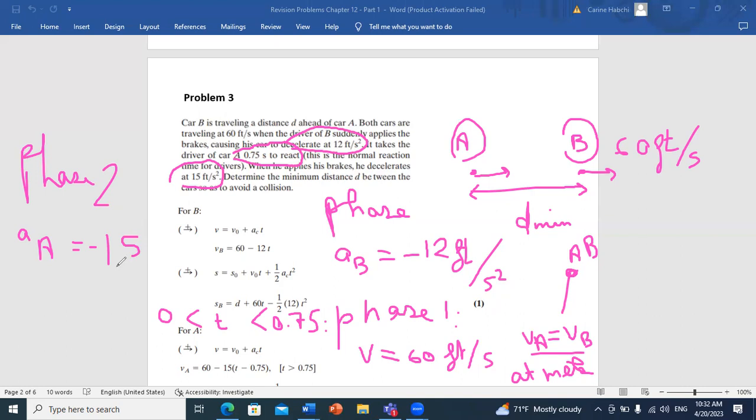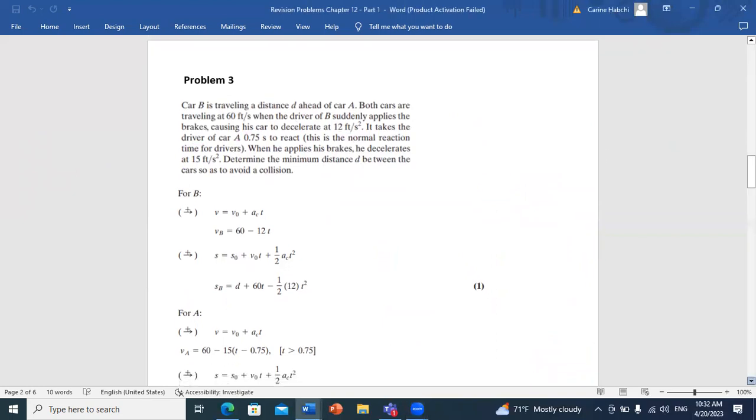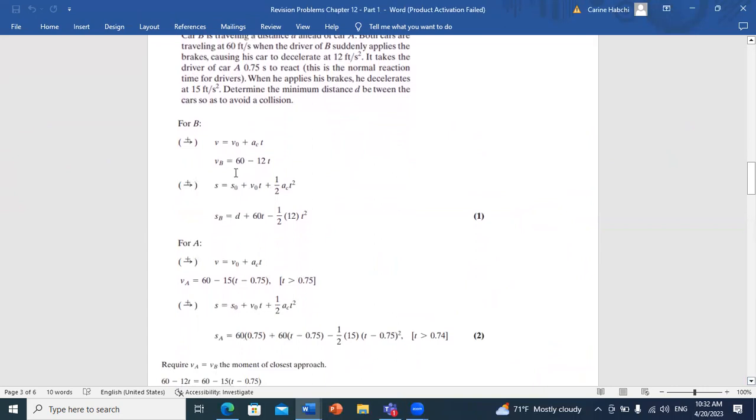Okay, now let us write the equations for the two cars A and B. To start with, for B, as we said, B has one phase of deceleration at constant value. So all we have to apply is VB equal V0, which is 60. So this is V0 of B, plus acceleration times time. Because it's a deceleration and we are moving in the positive direction, A should be opposing V and should be negative. So minus 12t. And for constant deceleration, what is the equation for S? It's equal to S0 plus V0t plus half AC t squared.